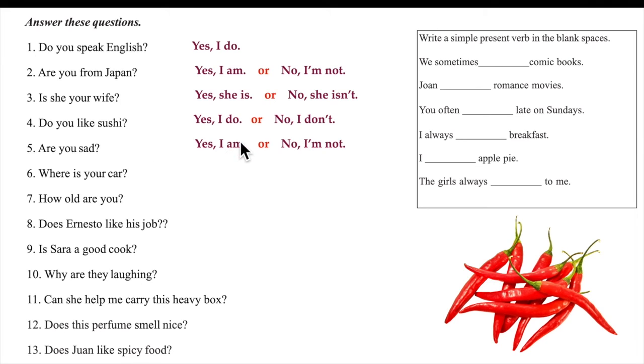Are you sad? Yes, I am. Or, no, I'm not. Where's your car? It is in the garage. It's in the garage. You could also answer this in a short way by saying, in the garage. How old are you? I am 65. Now you may have learned, I am 65 years old, but the person just asked you, how old are you? And they're just looking for a number, so you can just answer this shortly by saying, I'm 65.